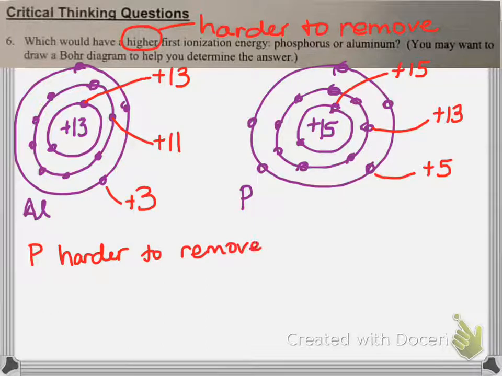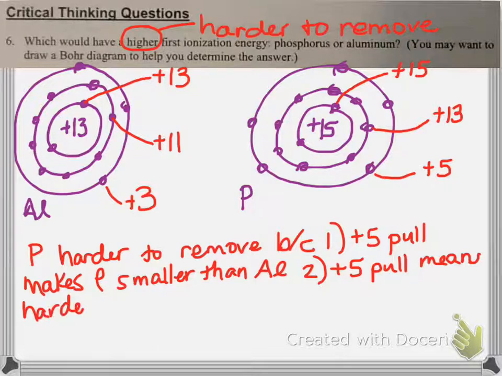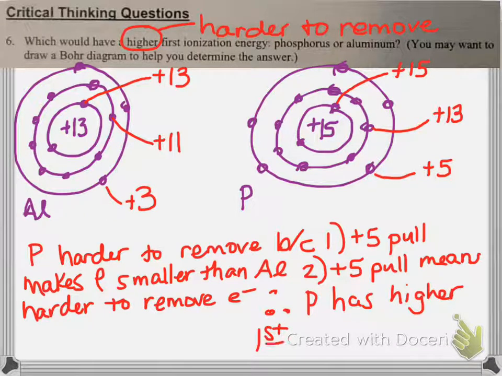And again, it's for those same two reasons: number one, the +5 pull makes phosphorus smaller than aluminum. And number two, that +5 pull means it's harder to remove an electron. Therefore, phosphorus has a higher first ionization energy. Again, the person who wrote this answered it this way: phosphorus, because it has a higher attraction between the nucleus and the outer electrons than aluminum.